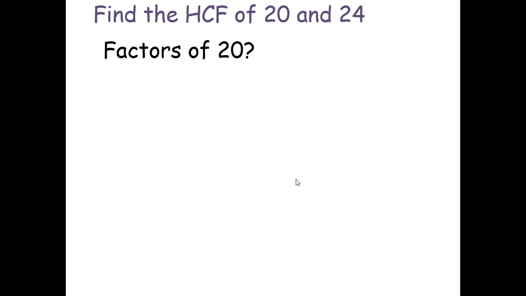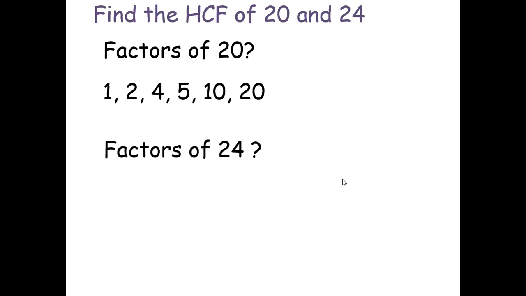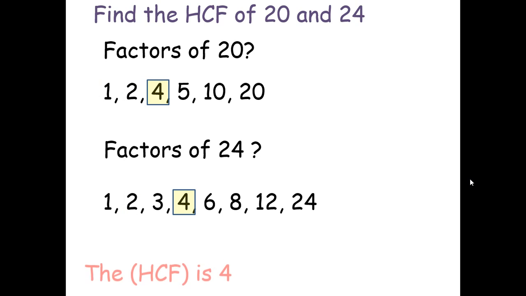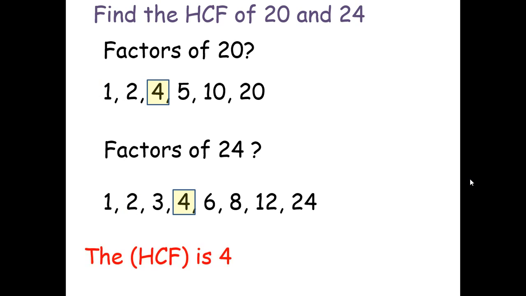First things first, list the factors of 20. So we've got, for example, 1 and 20, 2 and 10, then 4 and 5. Do the same thing for 24: 1 and 24, 2 and 12, 3 and 8, 4 and 6. They've got lots of factors in common. There's 1 in both, 2 in both, 4 in both of them, and no other numbers. So 4 is the biggest one. We say the HCF of 20 and 24 is 4.